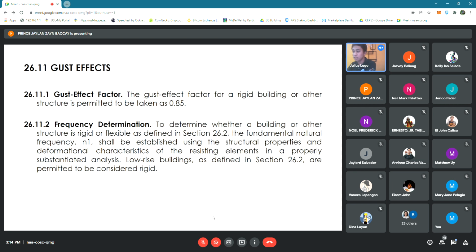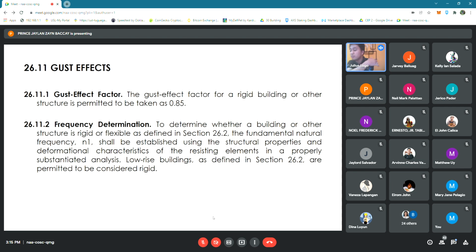Then we have a frequency determination to determine whether a building is rigid or flexible. We use section 26.2. We are required to determine if our building is rigid or flexible. When we say rigid, even if the wind hits it hard, no deformation occurs. For flexible, when you hit it with very strong wind, it just sways. It causes the structure to vibrate, not very strongly, but only minimally. So the fundamental frequency is what we use for determining the gust effect factor as well as the rigidity of the building.